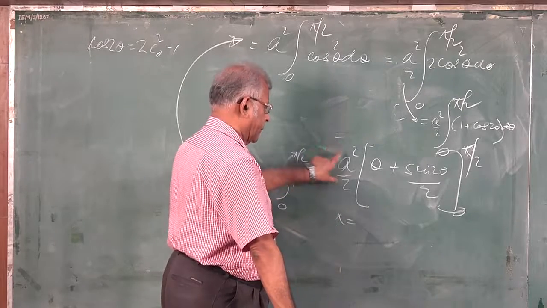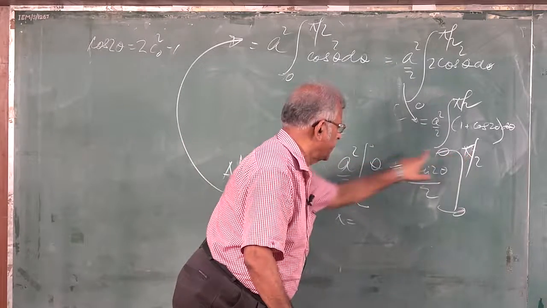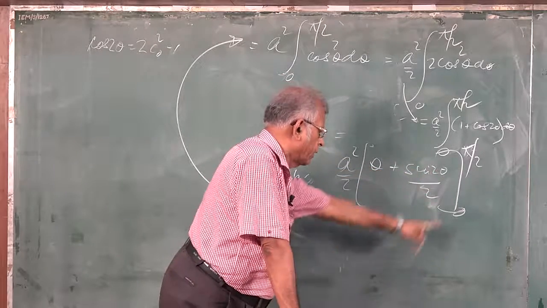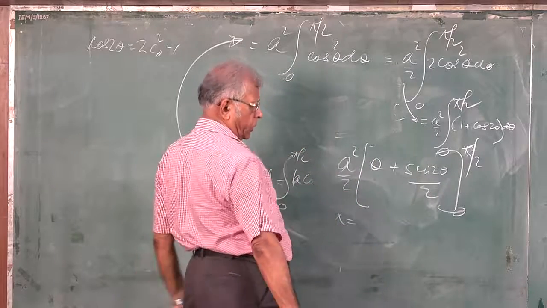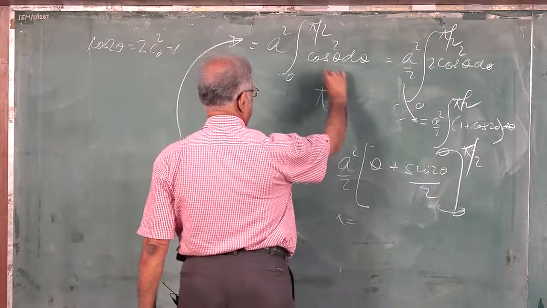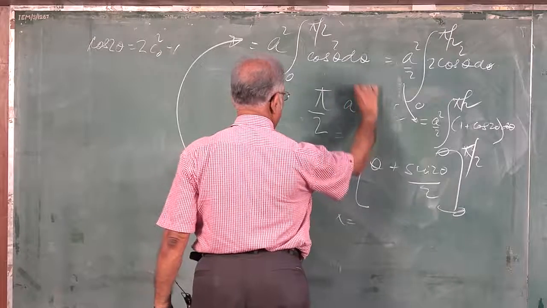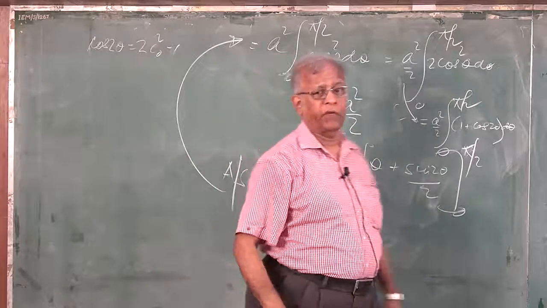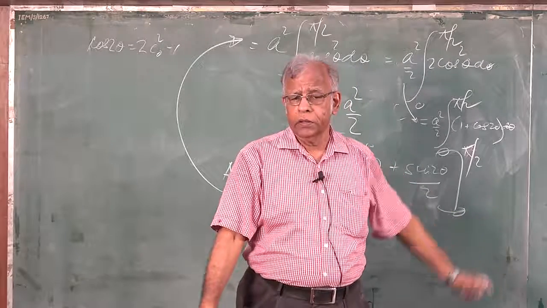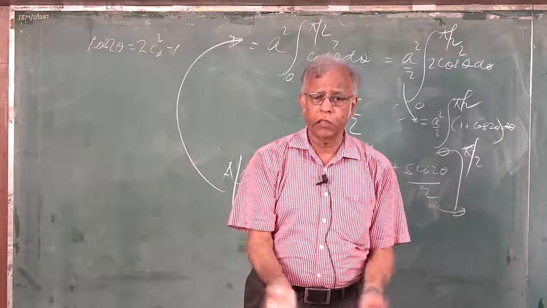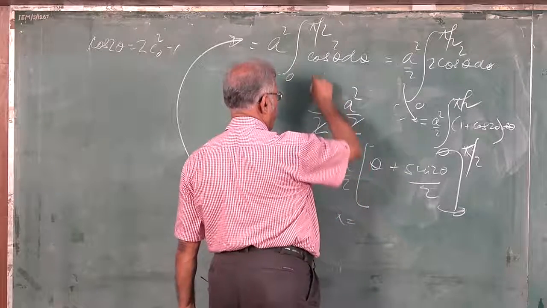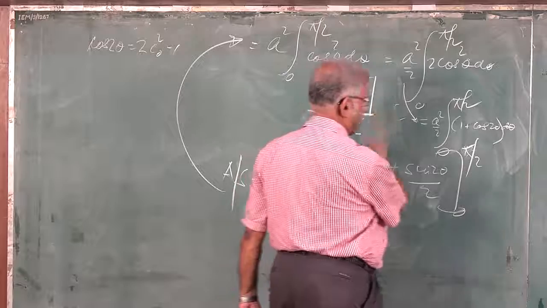Now we evaluate, keeping a squared by 2 outside. For the upper limit, this gets the value pi by 2 and the sine term becomes 0, because sine of pi is 0. For the lower limit, each of the terms vanishes. So we have a squared by 2 into pi by 2, so the net result is pi a squared by 4. This is expected because we wanted the area of a quadrant. The area of the whole circle is 4 times this. If you multiply by 4, the 2 and 2 cancel, and what remains is pi a squared.